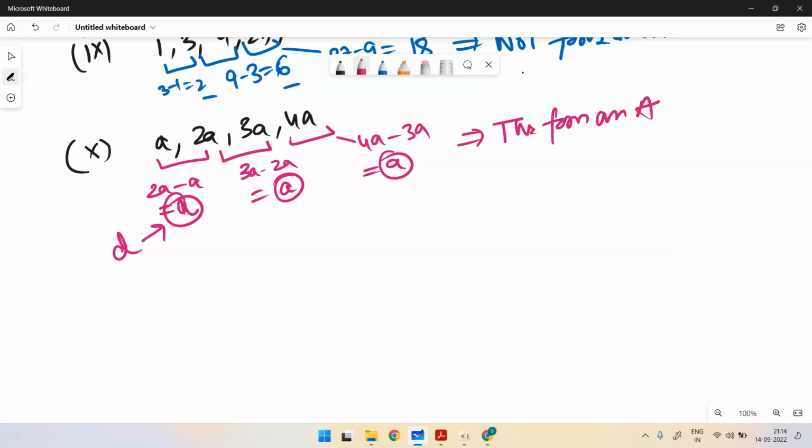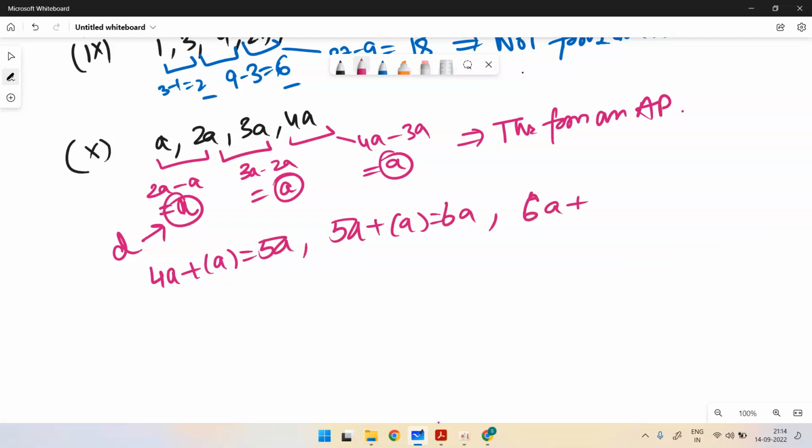The series forms an arithmetic progression. What are the next three terms? The next terms will be 4A plus A, which is 5A. Next is 5A plus A, which is 6A. Next is 6A plus A, which is 7A. The next terms are 5A, 6A, and 7A, the next three terms of this AP.